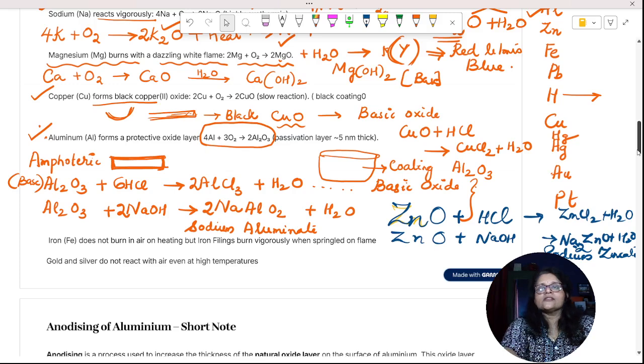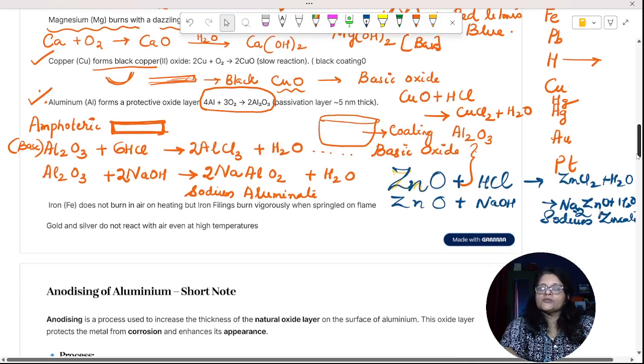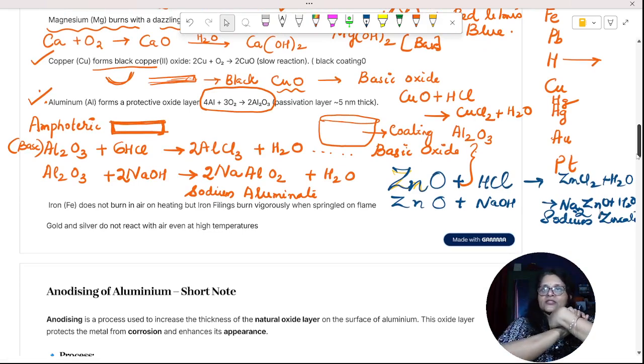Calcium plus oxygen is a slow reaction, forming calcium oxide, which in turn, if it reacts with water, gives calcium hydroxide. And copper, when it is burned, will only form a black outer covering, which is copper oxide. All these metal oxides are mostly basic in nature.